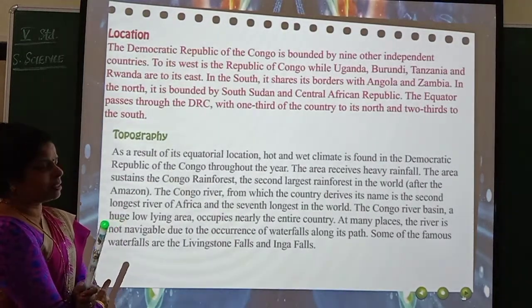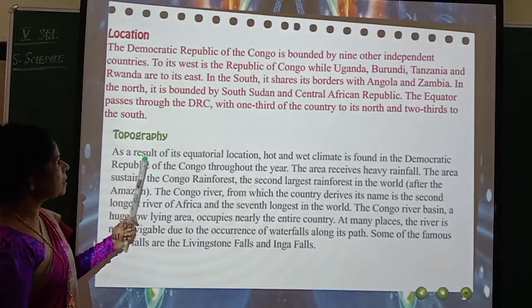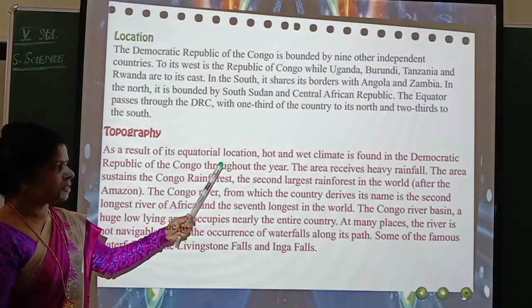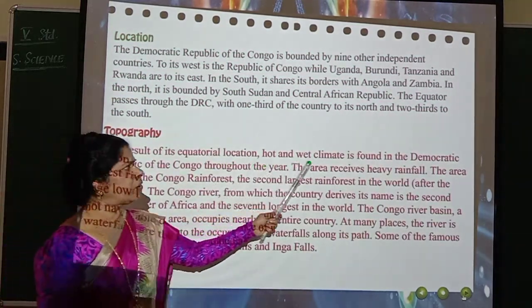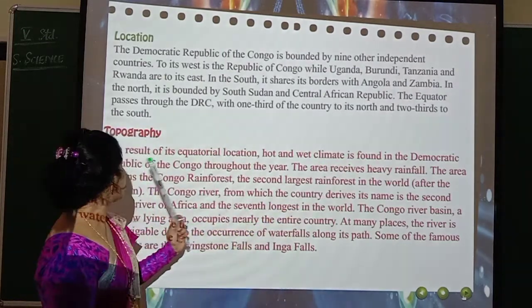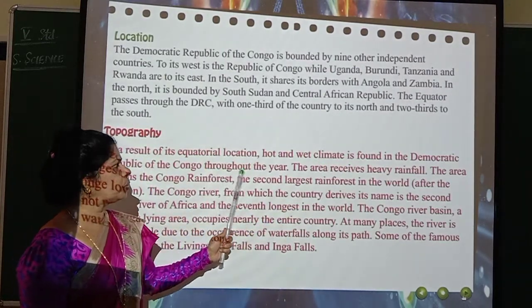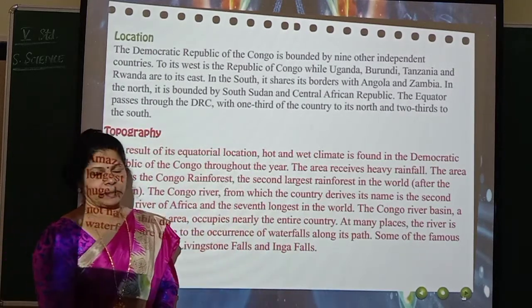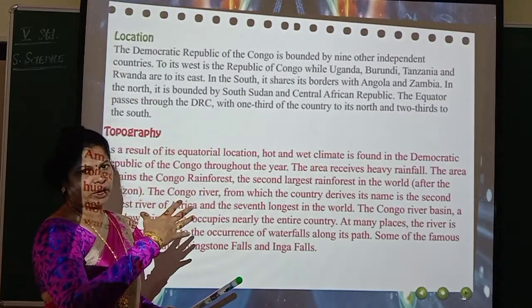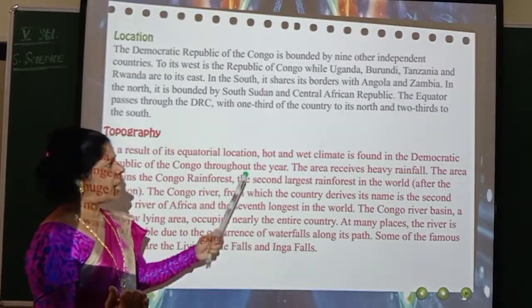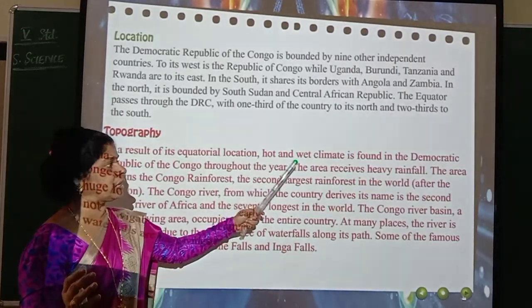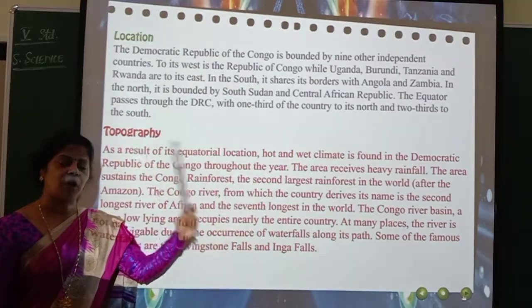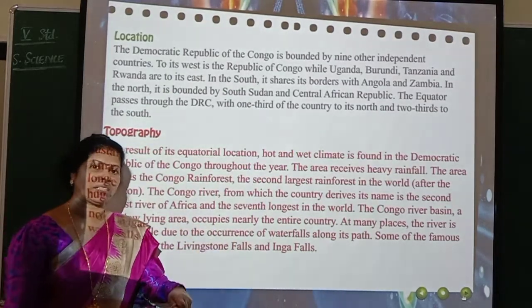So now let us see about topography. As a result of its equatorial location, meaning the central part of the earth, hot and wet climate is found in the Democratic Republic of the Congo throughout the year. Why? Equatorial location, hot and wet climate. There will be wind blowing through the sea, and it is very hot also. Throughout the year, how is it? It is hot as well as wet climate.